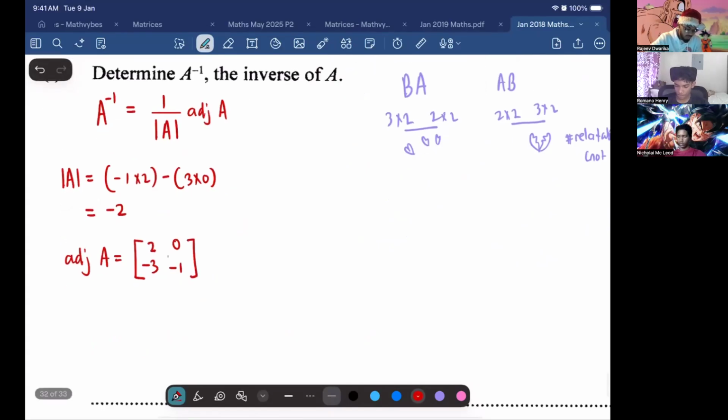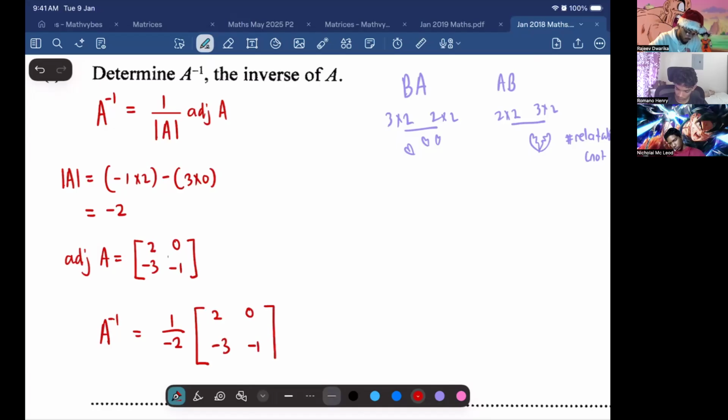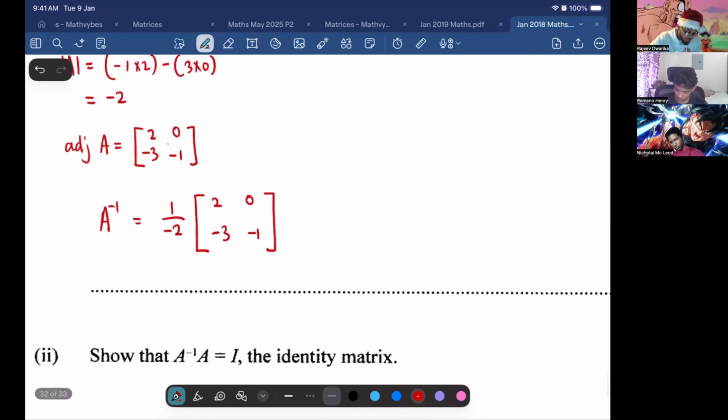Okay, now we just need to combine everything. So the inverse is going to be 1 all over -2, and you're going to multiply that by the adjoint. What is the adjoint? 2, 0, -3, -1. Right. And to finalize your answer, you need to multiply everything on the inside by -1/2. Right? So, Deja, what is -1/2 times 2?